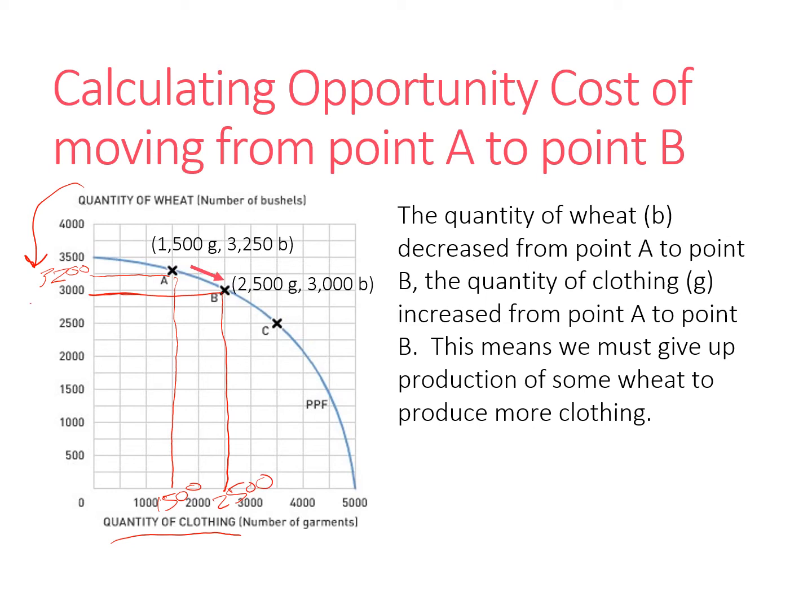Okay. So what we're doing first is we're going to look for which one got smaller. And so we can see here that it was wheat that got smaller. Okay, well, by how much did it get smaller? 3,250 was the starting point, 3,000 was the ending point. 3,250 minus 3,000, and that will tell us our opportunity cost.